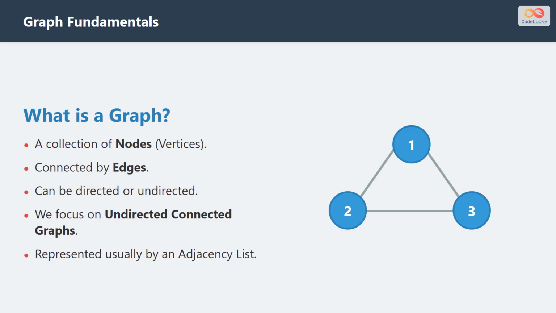First, let's quickly recap what we are dealing with. A graph is essentially a collection of nodes, also called vertices, connected by edges. For this specific problem, we are dealing with an undirected connected graph. This means if node A is connected to node B, then node B is also connected to node A, and there is a path between every pair of nodes.